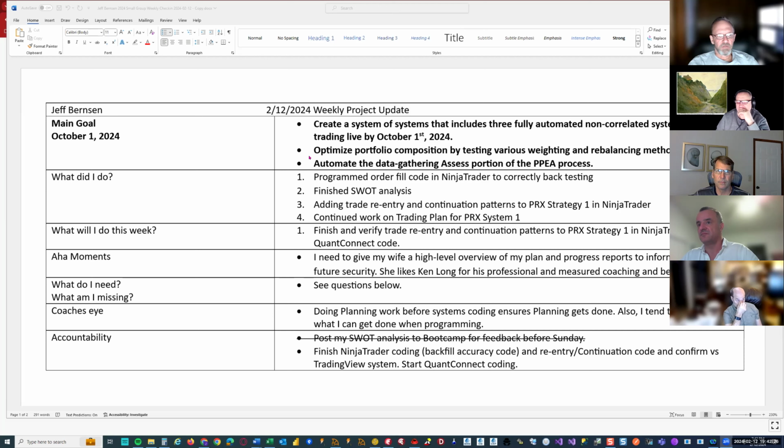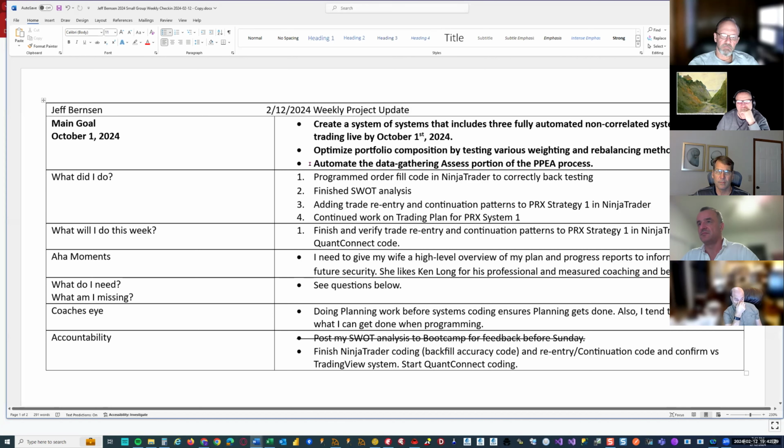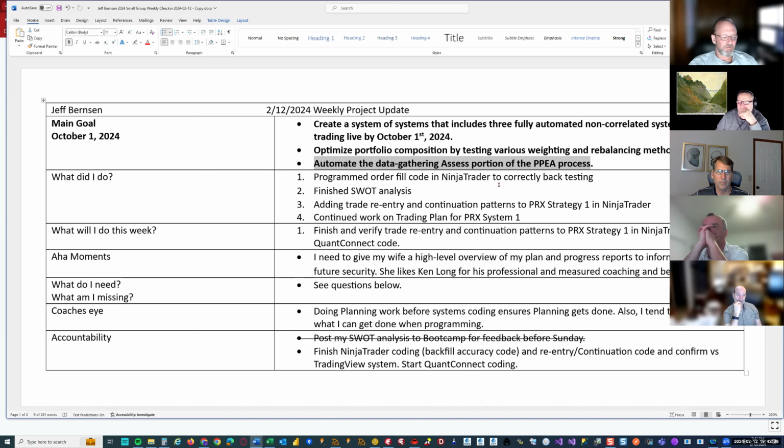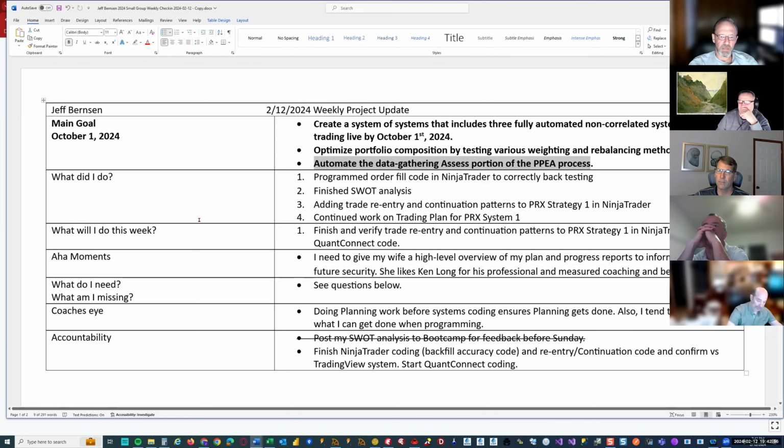Okay, I'll just go over the high points of things that have changed. I added a main goal on here to automate the data gathering assess portion of the PPEA process. Looking at some Python, I'm kind of amazed at some of the cool libraries that are out there. I've heard about Python for years, never programmed in it, but there's a lot you can do with data processing and data consolidation. I'm going to ask you a question in a minute about rolling things into a daily R. I think it was Luke that did it. So anyway, that's coming, and it would certainly help with something like that.